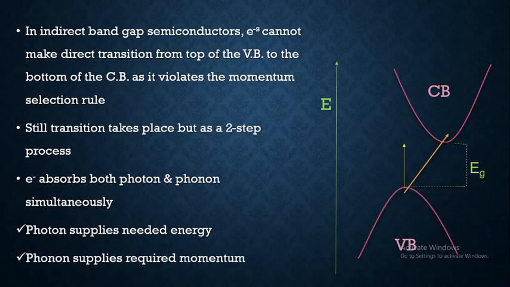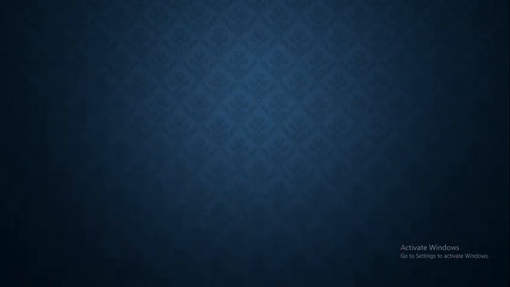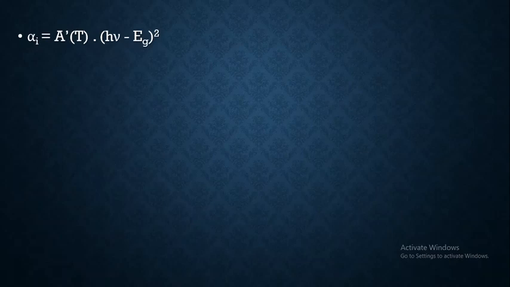But the extra momentum which is required for the electron to get into the conduction band will be supplied by the phonon. So phonon involvement is present, which gives the extra momentum, and in this way, that is in a two-step process, fundamental absorption will take place in case of indirect band gap semiconductor. So based on this, again we can define indirect band gap semiconductor absorption coefficient, that is given as alpha I equals A dash of T into h nu minus Eg whole square.